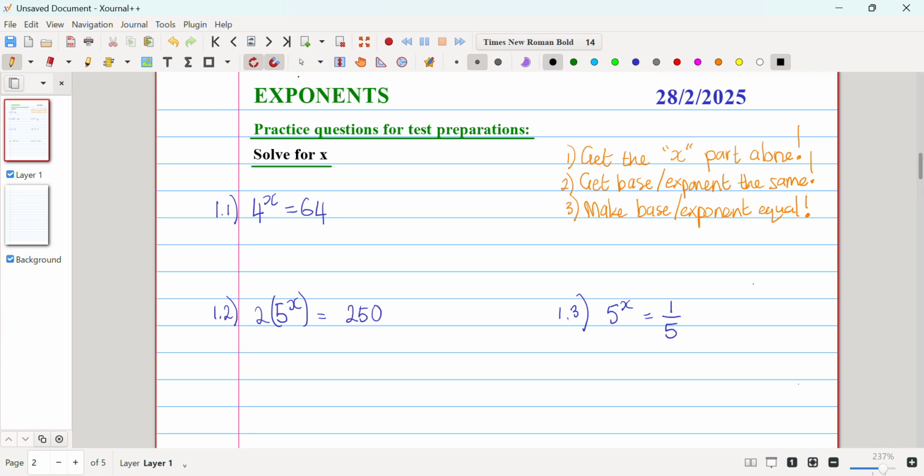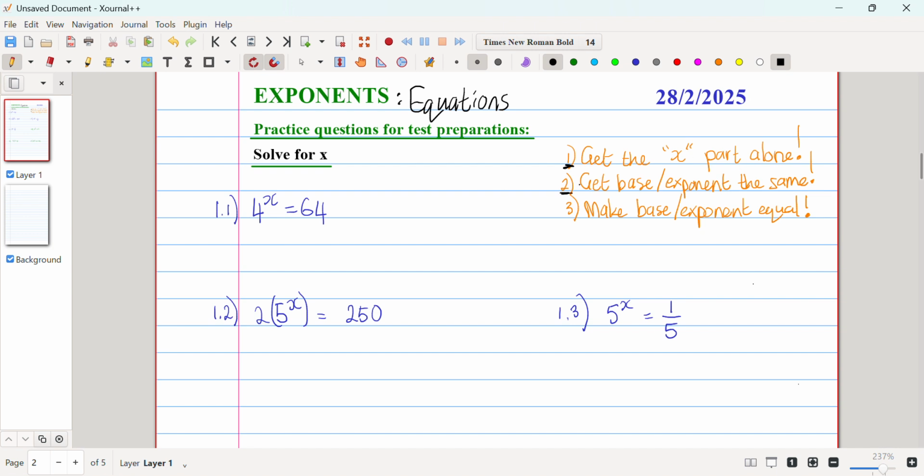Today, what we're going to be doing is exponents, but we are going to be doing equations to do with exponents. Okay, so there are three very important steps that I like to say all the time, and it is very important to follow the order of the steps. So, step one, I'm saying get the x part alone. I'll explain what that means.